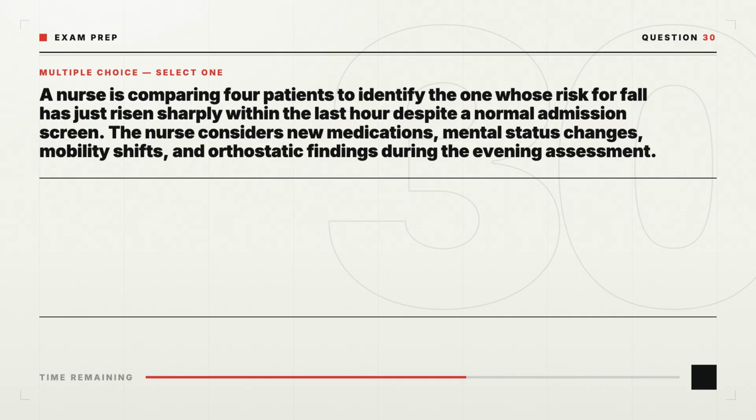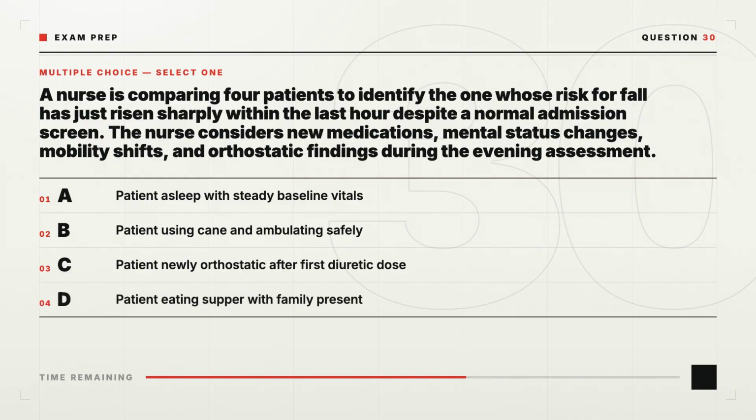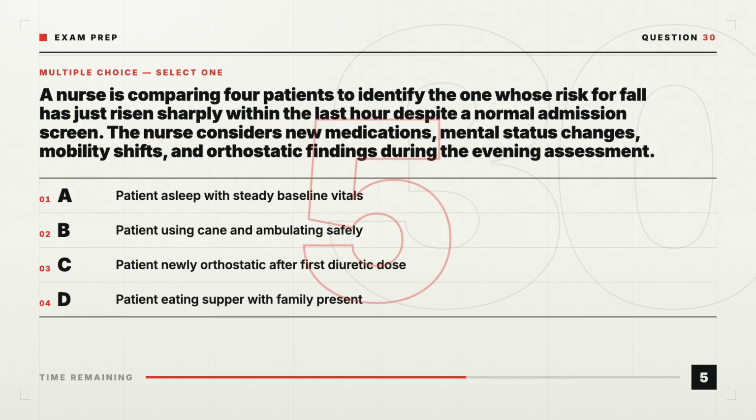Your options are A. Patient asleep with steady baseline vitals. B. Patient using cane and ambulating safely. C. Patient newly orthostatic after first diuretic dose. D. Patient eating supper with family present. Which would you go with? Lock it in before the reveal.